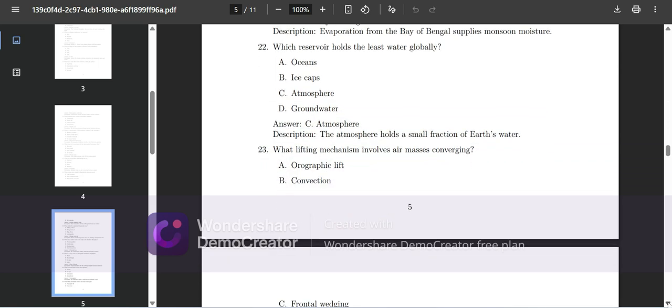Which reservoir holds the least water globally? Atmosphere. The atmosphere holds a small fraction of Earth's water.